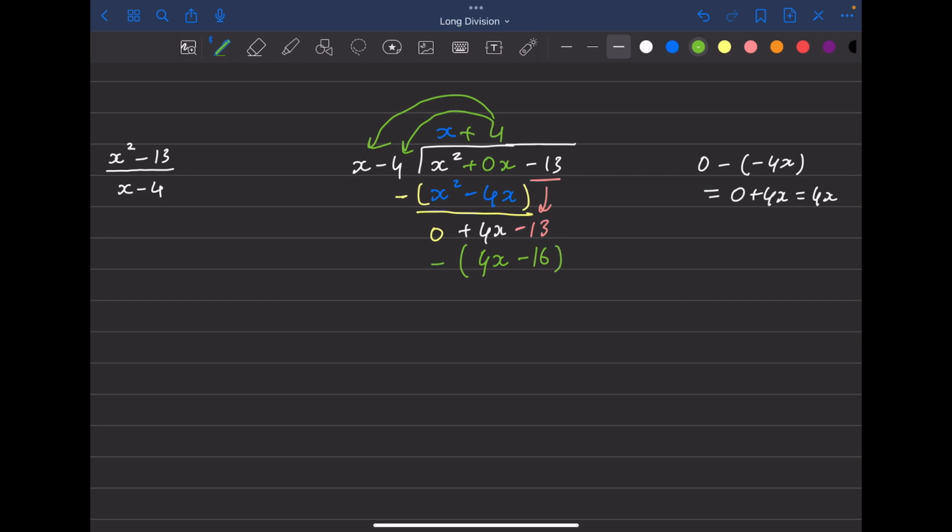And let's subtract this entire thing once again. And do not forget the brackets. This is super important. I keep stressing this, but do not forget these brackets. But after that, 4x minus 4x is 0, just like we expect. Negative 13 minus negative 16 is going to be equal to 3. So negative 13 minus negative 16 is the exact same as negative 13 plus 16, which is 3. And this is positive, so I'm going to write a plus here, even though it doesn't matter because 0 is nothing. But after that, we are done because we have no more terms to bring down.